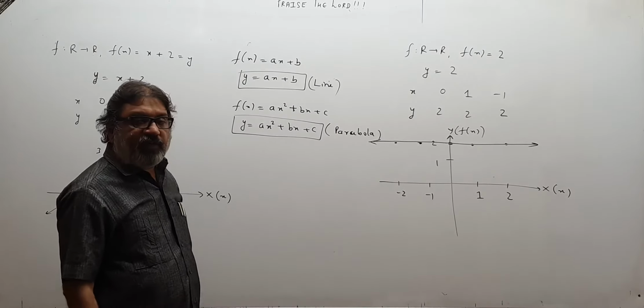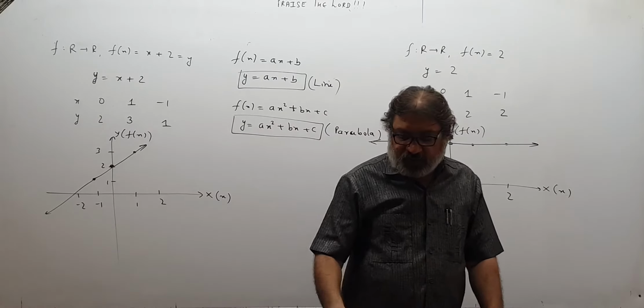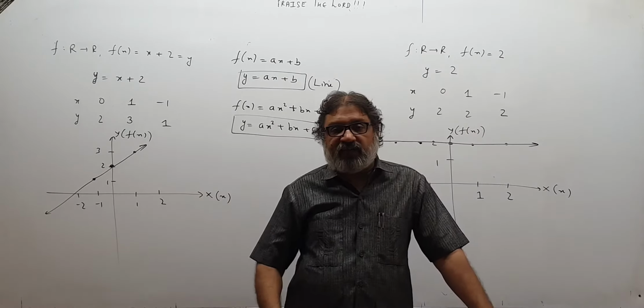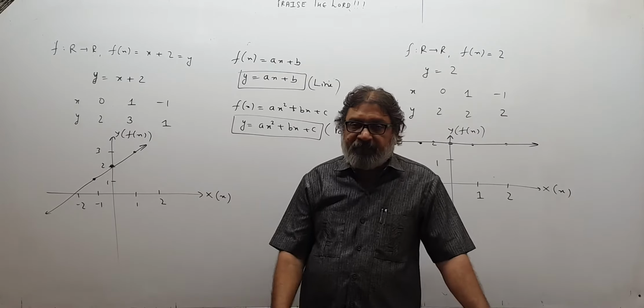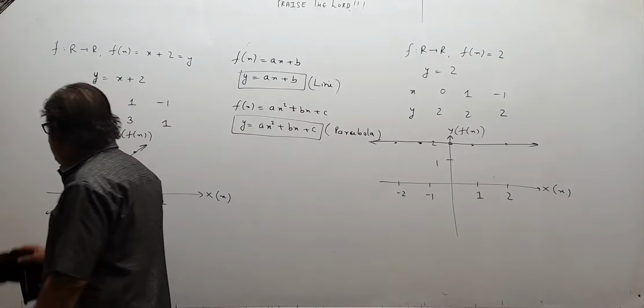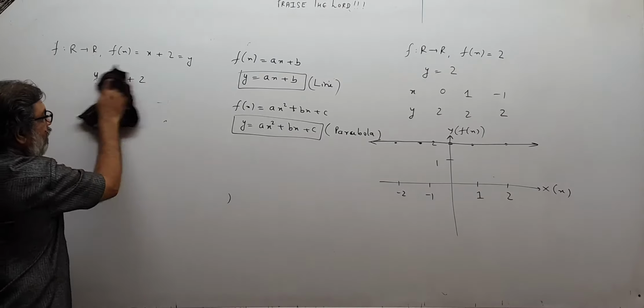f(x) equal to 2 or f(x) equal to 3 or f(x) equal to 0 or f(x) equal to -1. If in the formula of a function x is missing out, only a constant is there, that means it is a constant function. And therefore the graph is a horizontal line parallel to the x-axis. Please understand.